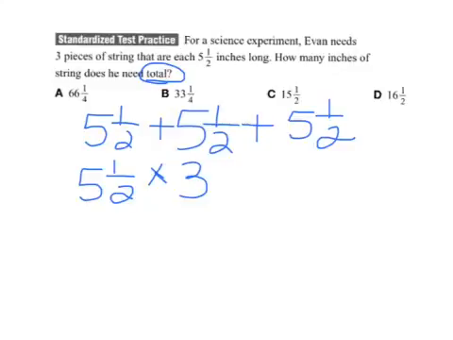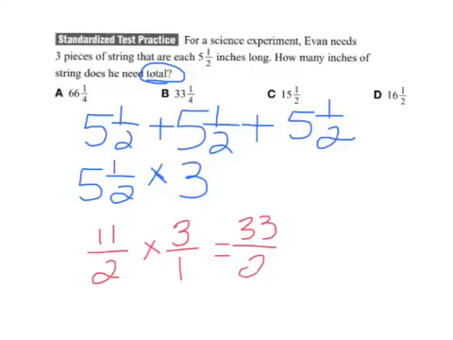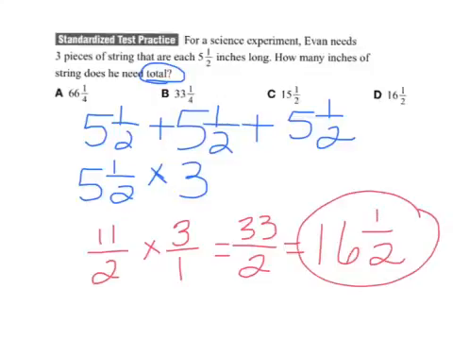Let's change 5 1/2 to be an improper fraction. 2 times 5 is 10, plus 1 is 11 all over 2. And remember, to make 3 into an improper fraction, we're going to place it over 1. I can't cross-reduce anywhere, so let's multiply across. 11 times 3 is 33. 2 times 1 is 2. Let's change that to a mixed number. 2 can go into 33 16 times with 1 left over. So I've got 16 1/2. Looking up at our answers, I have found my correct answer, which is letter D.